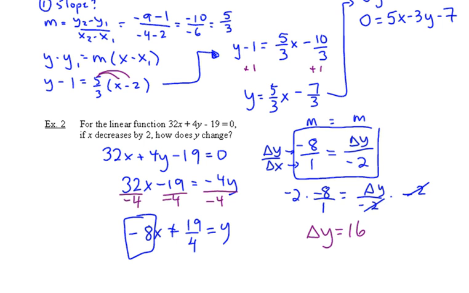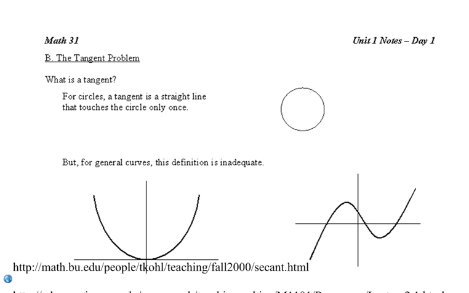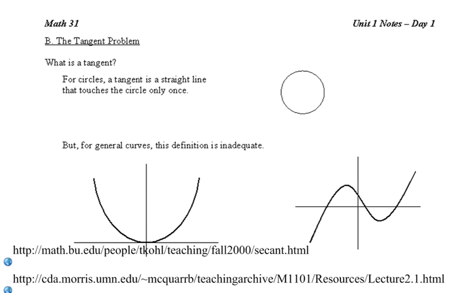Well, let's talk about that. Okay, so yes, for a circle, that would be an appropriate definition for a tangent line. It only touches the circle once. Okay, so draw the line. So for circles, a tangent is a straight line that touches the circle only once.